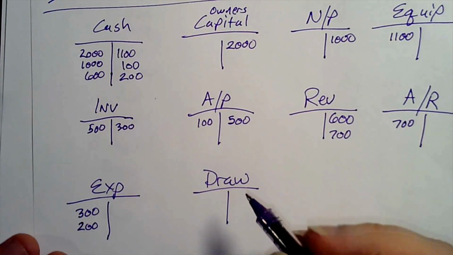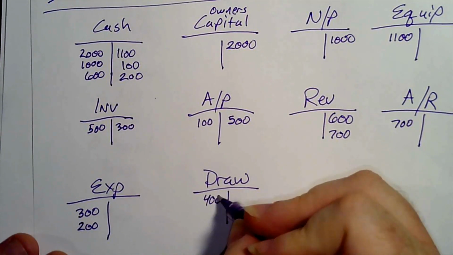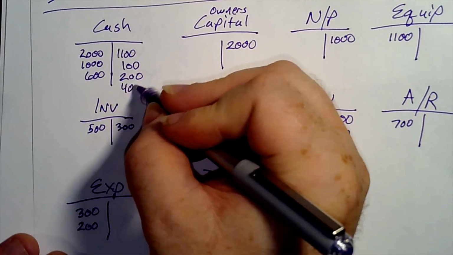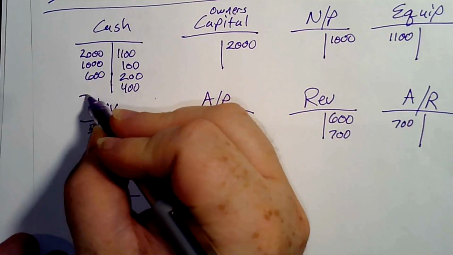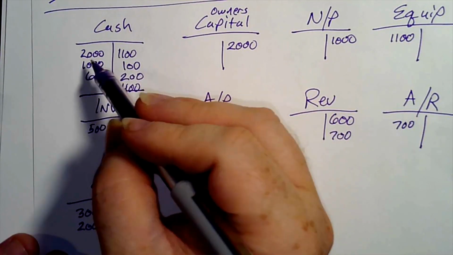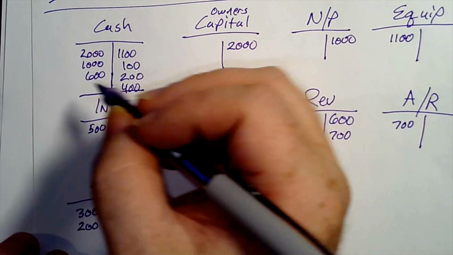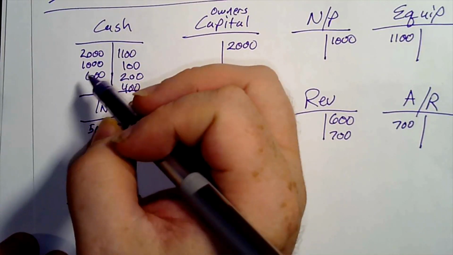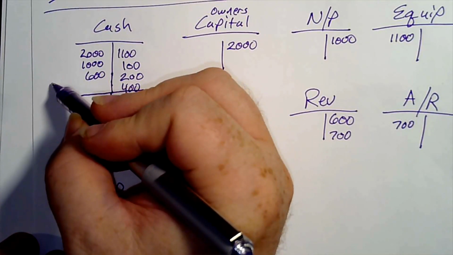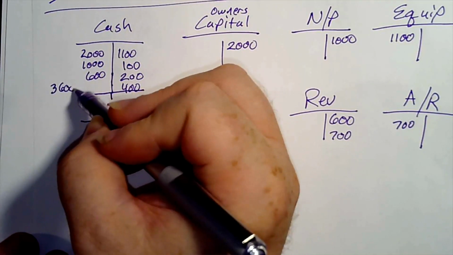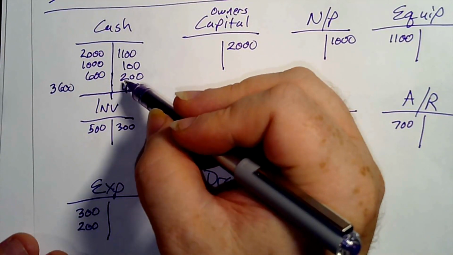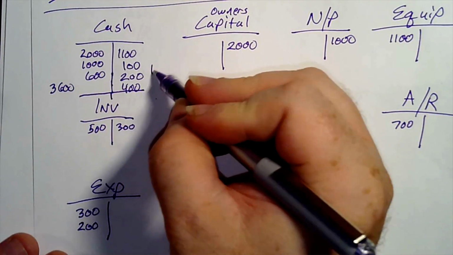And the last one is we took a drawing of cash of $400. I didn't quite give myself enough room here. But if I were to subtotal all this, you can see this side, I'll write it off here to the side. This side totals up 3,600. And this side totals up 1,800.